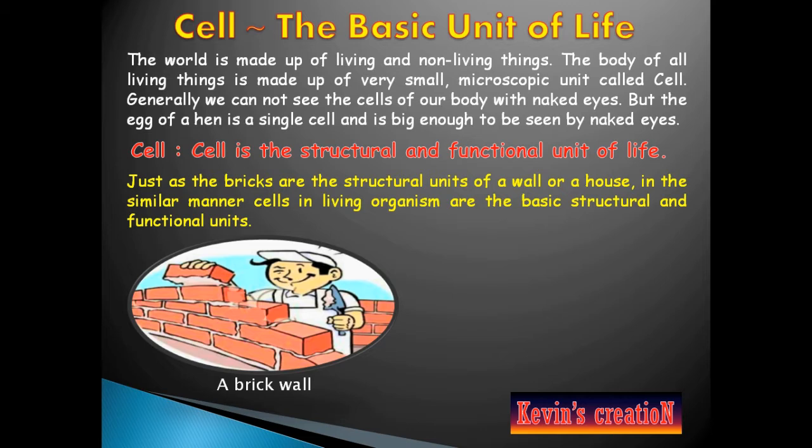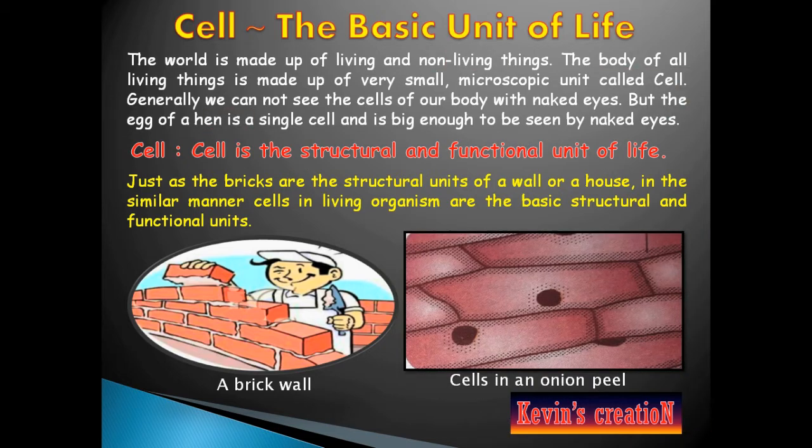Without the cells, we cannot imagine any organism. That is why we call it structural unit. And why we call it functional unit? Because all the functions which occur in our body are because of the organs. Organs are made up of tissues, and tissues are made up of cells. So basically, these are the cells which are functioning. So if the cell is functioning, we can also call it the functional unit, and that is why we call it cell is the structural and functional unit of life.